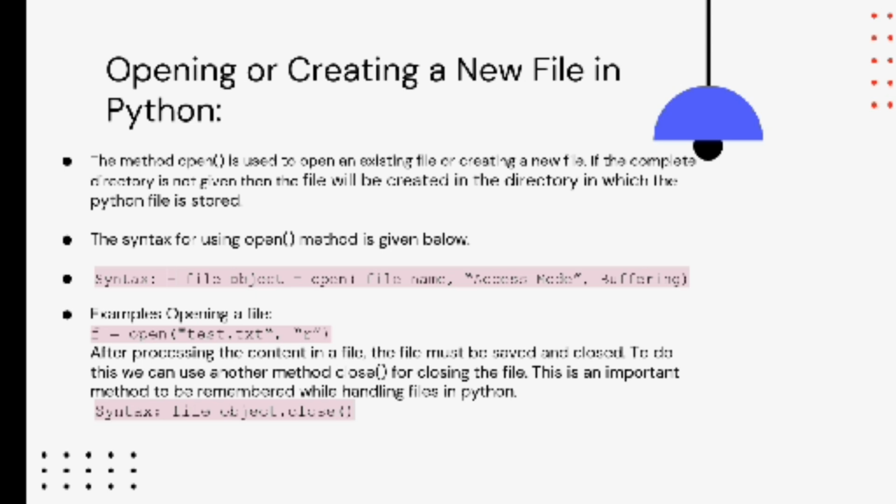Example for opening a file: f equals open, within parentheses, test.txt, read operation. After processing, the content in the file must be saved and closed. To do this, we can use another method named close for closing the file. This is an important method to be remembered while handling files in Python. The syntax for the close method is fileobject.close().